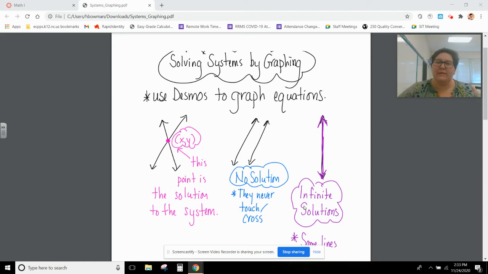Today we're going to start taking a look at solving systems of equations. There are three ways to solve them. Today we're going to look at the first one, solving systems by graphing.